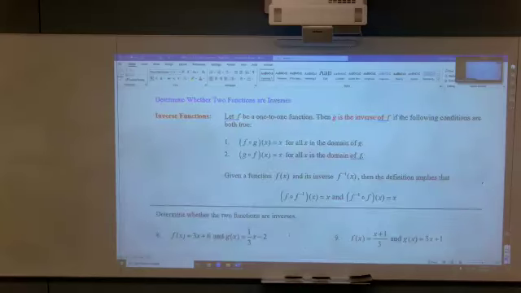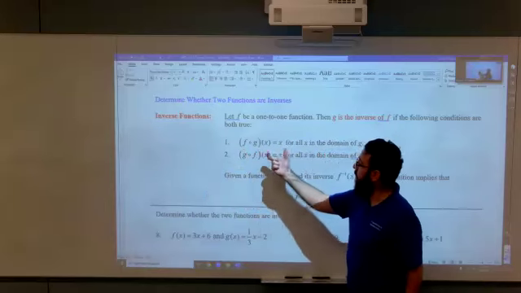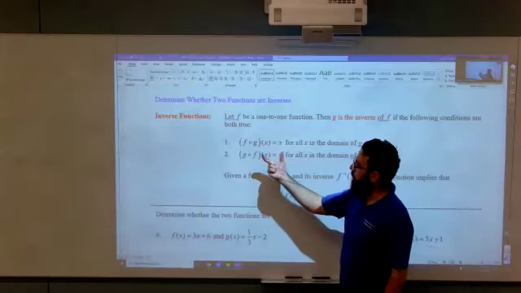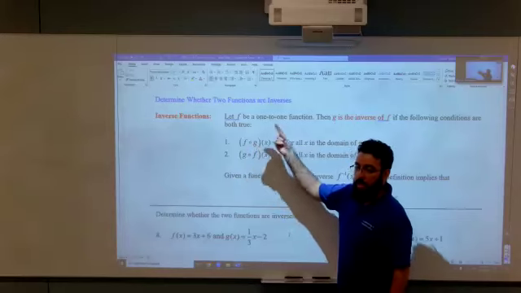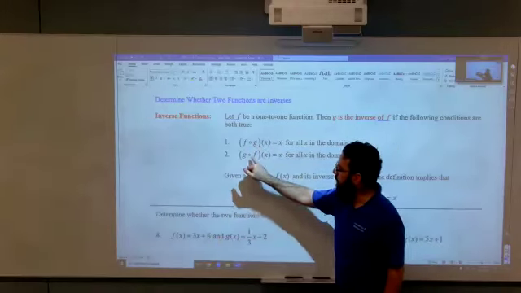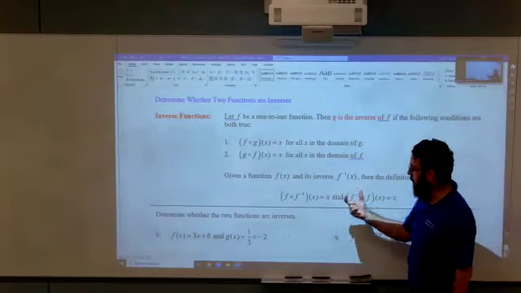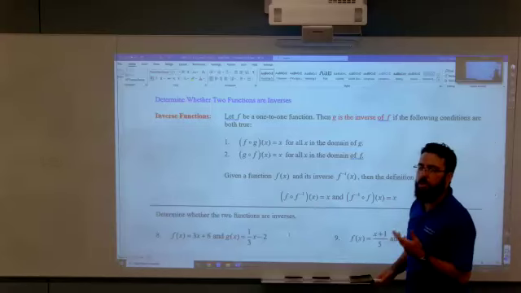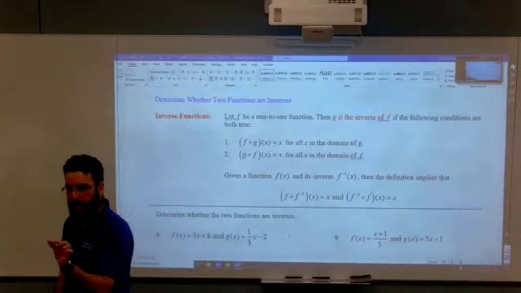We need to prove that they're going to give you two functions, and they're going to ask you to prove that these two functions are inverse to each other. So what are you going to do? You're going to take f composite with g of x, and then you're going to go back and take g composite with f. Okay? And the result should be equal to what? Equal x for both functions, exactly the same result, okay?